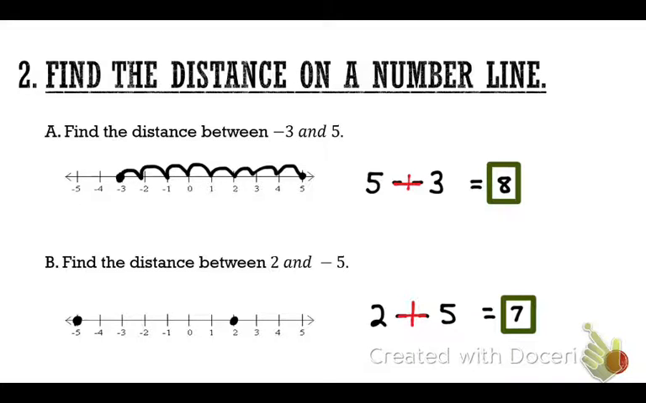Now, if we wanted to double check it with a number line, I could count. Even though I'm going backwards, it's still positive 7. 1, 2, 3, 4, 5, 6, 7. It is 7 numbers away. That is the distance, okay? So just remember, you can never have a negative distance.